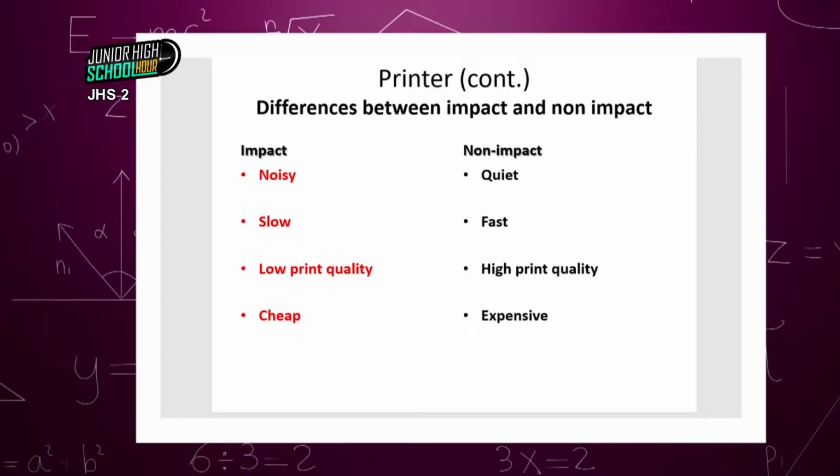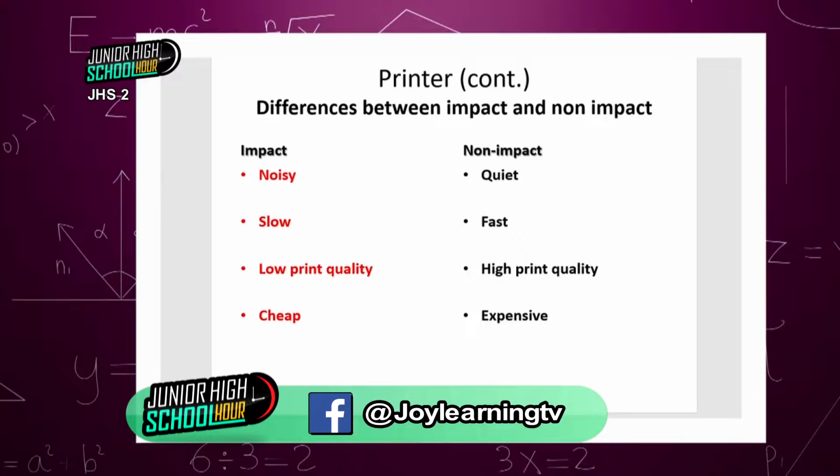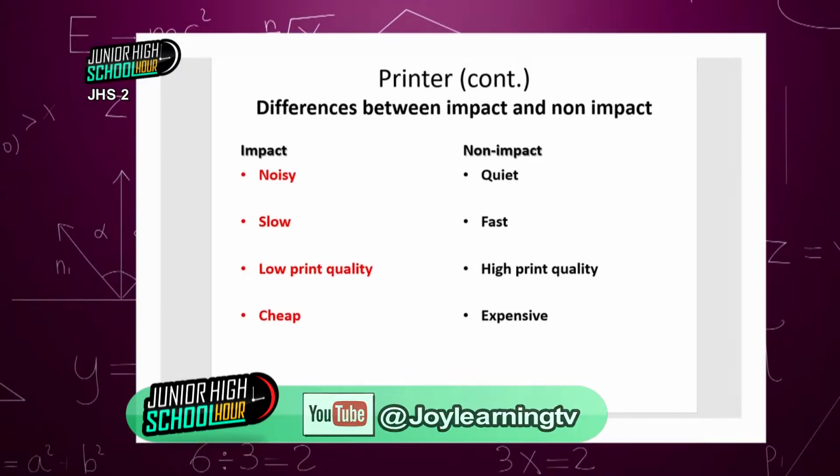So it's noisy, it is slow. Then the quality of the printout is very low, and the price is very cheap. On the other hand, the non-impact printer is quiet. When you are printing out, you don't hear a lot of sound. Even though there might be sound, it doesn't make noise. And it is very fast. Its printing quality is high. But remember, if impact is less expensive, then non-impact will be expensive. Yes, they are quite expensive, but they are quite efficient.